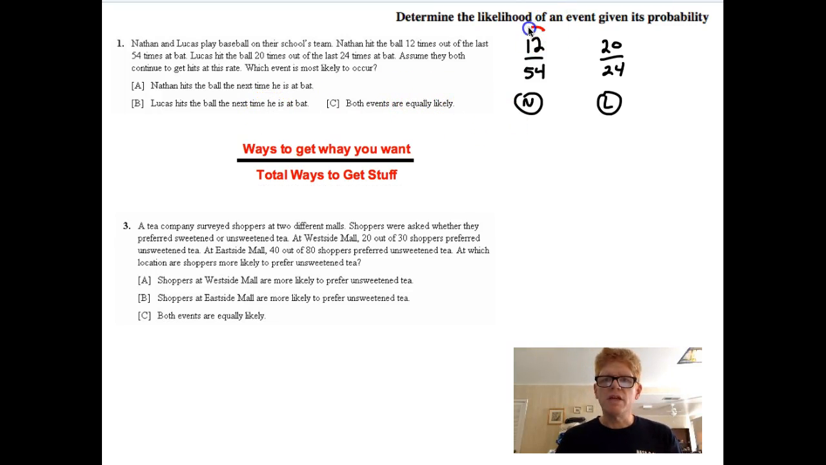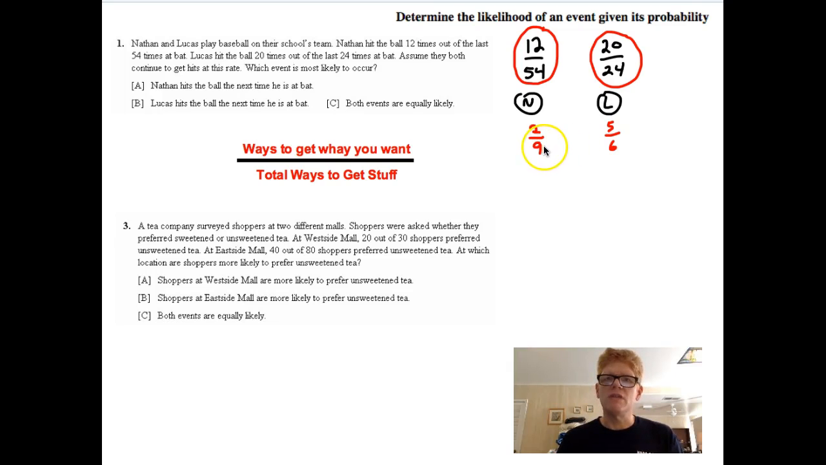Now, the probability of Nathan hitting the ball is actually 12 out of 54. The ways to get what you want, Nathan hitting the ball, over the total ways to get stuff. And the probability that Lucas will hit the ball is 20 out of 24. The ways to get what you want, Lucas hitting the ball, over 24, the ways to get stuff. We could reduce this and spend a lot of time reducing fractions. In fact, 12 out of 54 reduces to 2/9, and 20 over 24 reduces to 5/6. That's interesting, but it's not terribly helpful because we then would have to simplify our fractions. We don't want to have to do that.